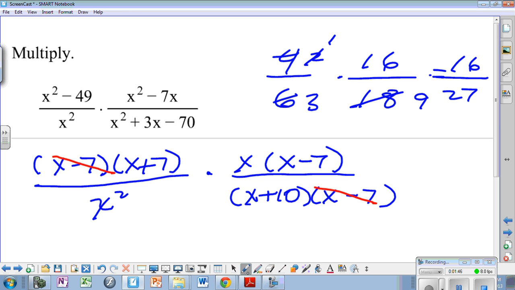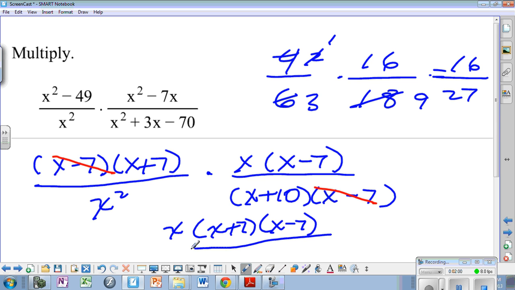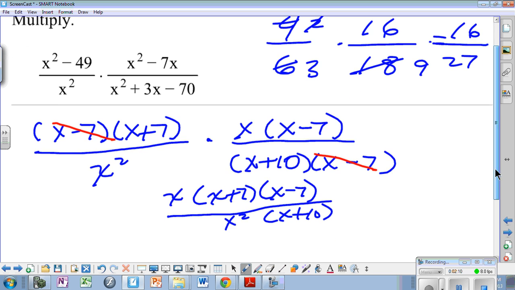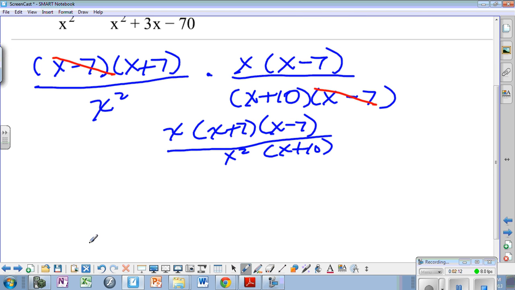So the next thing I'm going to do is multiply numerator by numerator and denominator by denominator. So I end up with x times x plus 7 all over x minus 7, divided by, oh, I can factor something else. I missed that. Divided by x squared all over x plus 10. I can actually factor these x's out, so I actually have one more step.